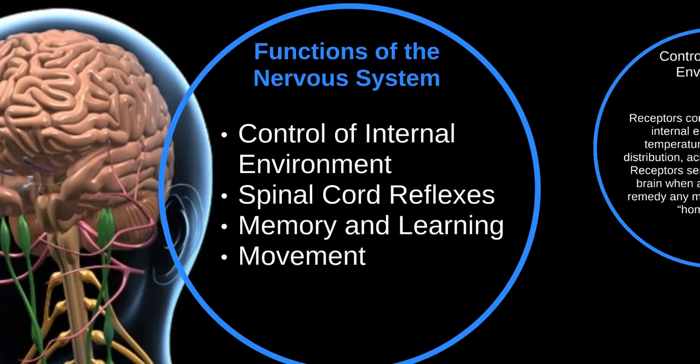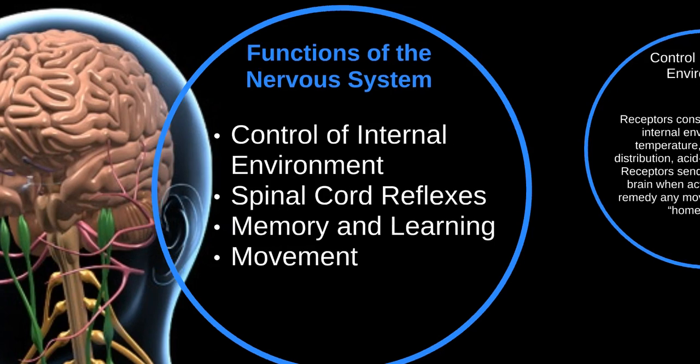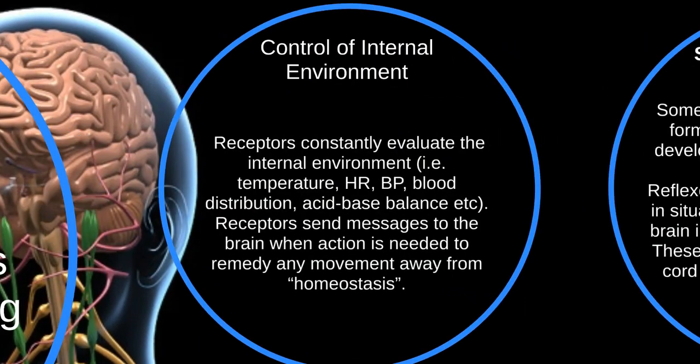The main functions of the nervous system can be summarized in these 4 points, and these are the 4 points that we'll need to transfer shortly over to our mock question sheet. So functions of the nervous system include controlling our internal environment, spinal cord reflexes, memory and learning, and movement. So let's have a look at each of them in a little bit more detail.